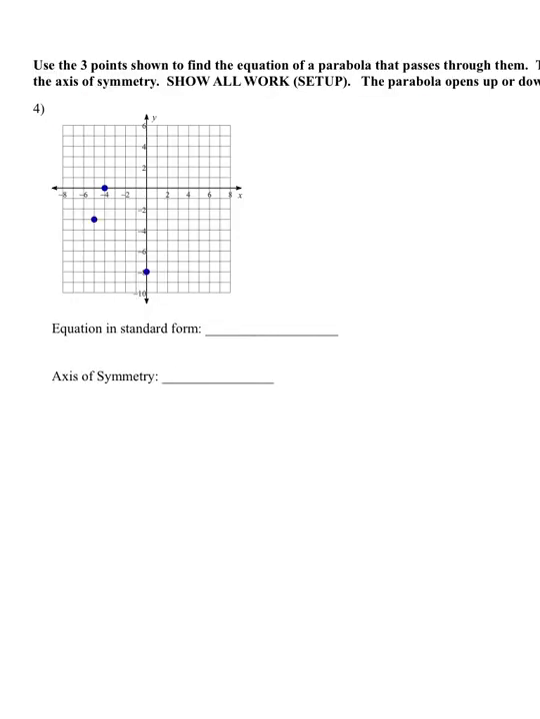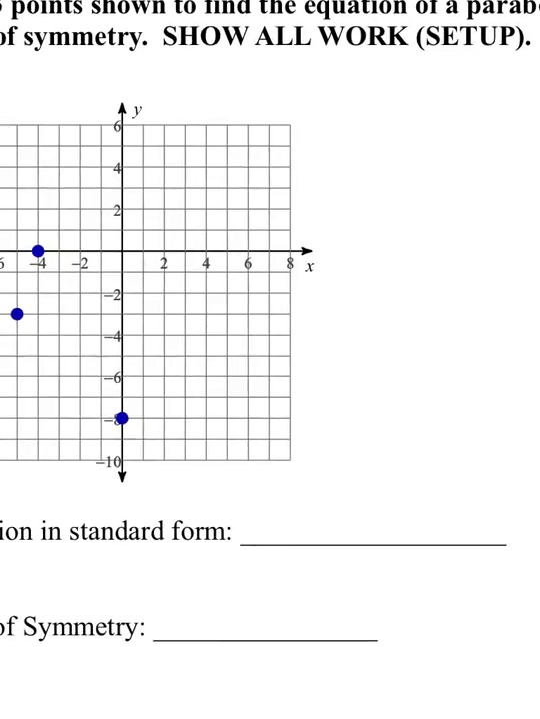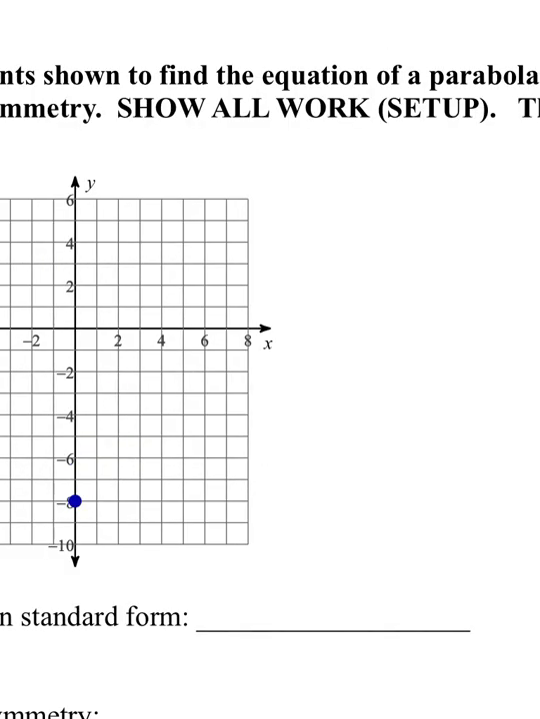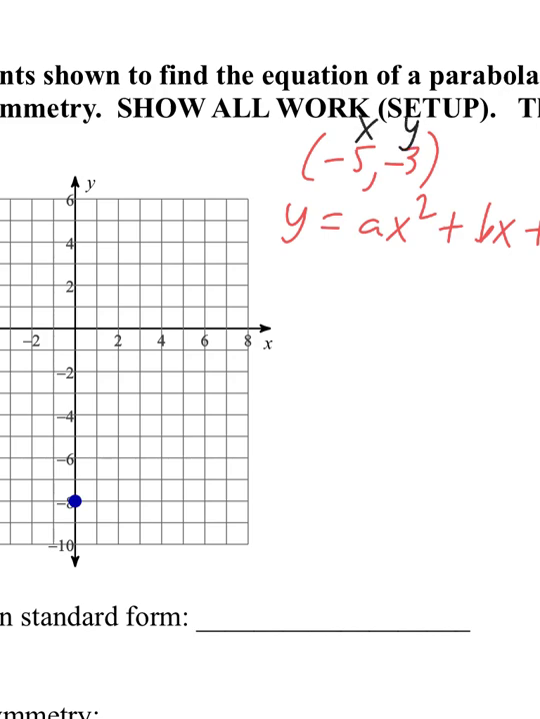And then moving to the back here, we're given 3 points. We need to come up with the equation of a parabola. So we can try to get the coordinates of these points here. That first one there, it looks like -5, -3. What we're going to do is write an equation in standard form, y equals ax squared plus bx plus c. We're going to end up getting an equation for each of the 3 points. So just follow the format.